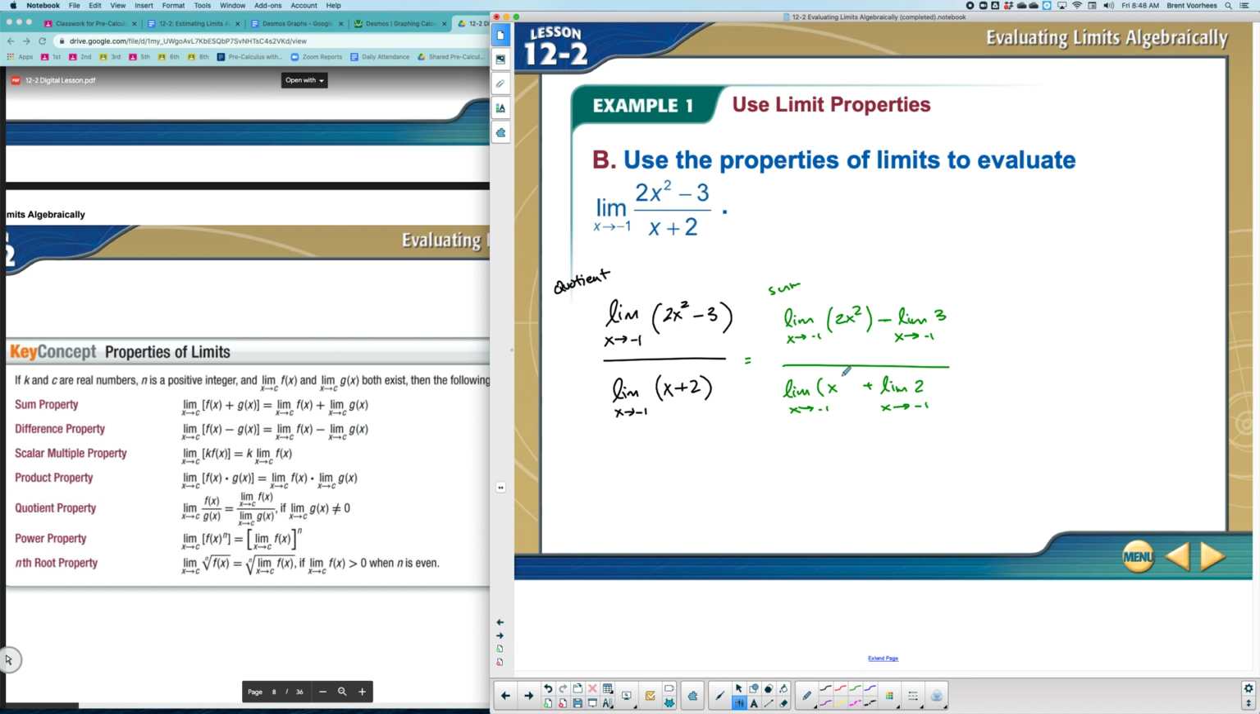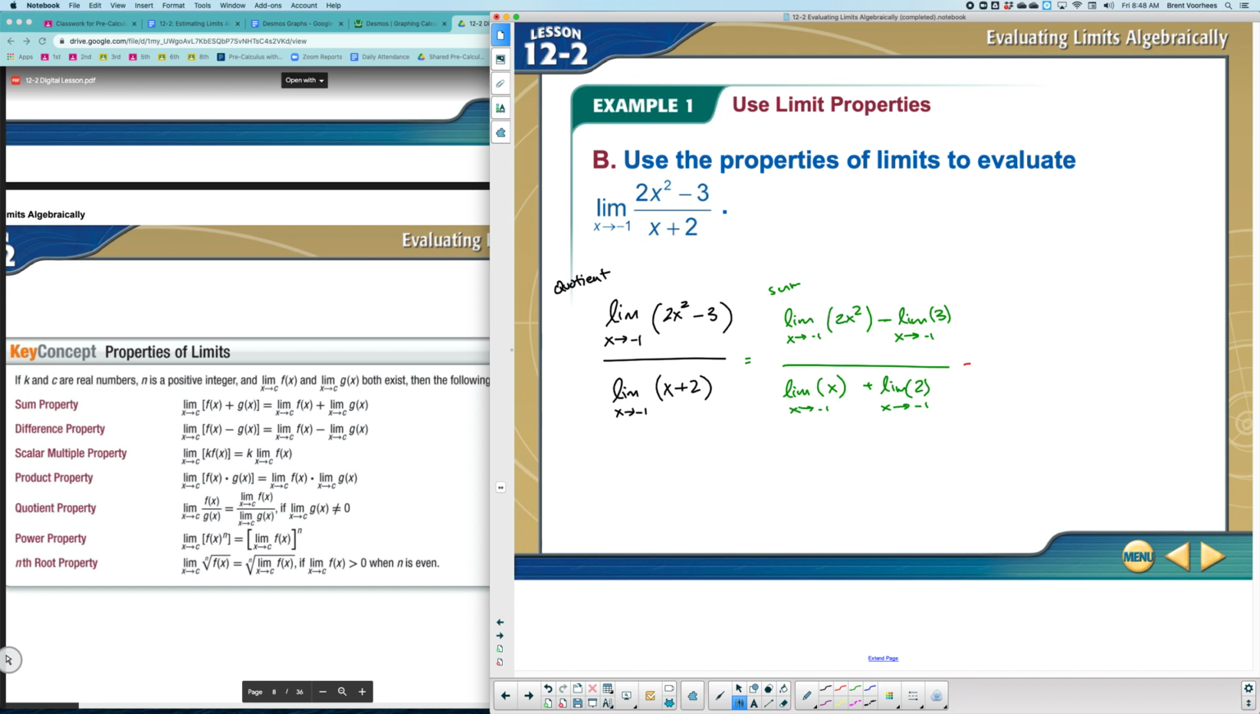Okay, I'm going to put these in parentheses because that x and the plus look kind of strange to me. Let me put that in parentheses like that. So now I've used the sum property to distribute those out even a little bit further to separate them and simplify them.